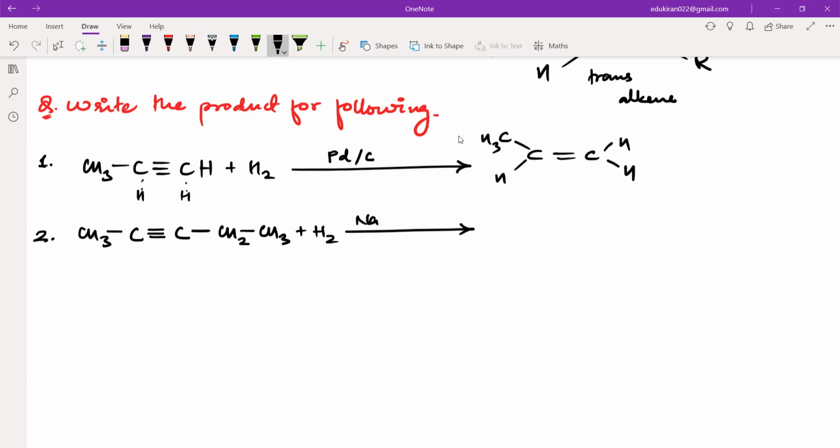Now in this case, you have H2 in the presence of sodium and liquid ammonia. Now here you have carbon, double bond carbon. This carbon is initially attached with CH2, CH3. Then you will make a trans arrangement here, CH3, and here you have hydrogen and hydrogen.